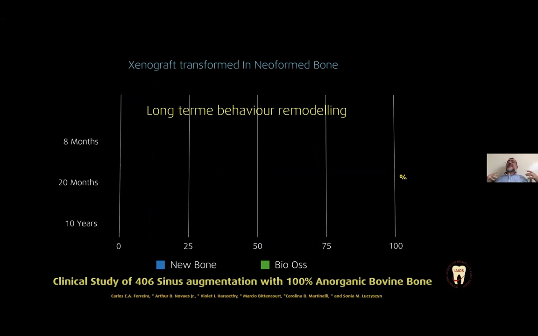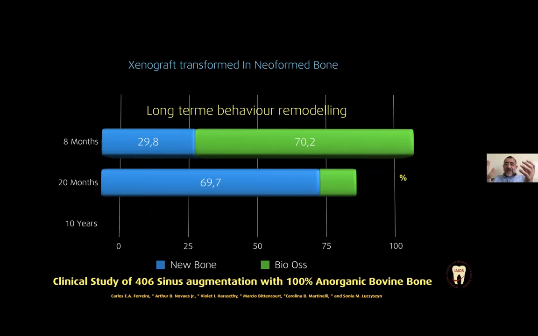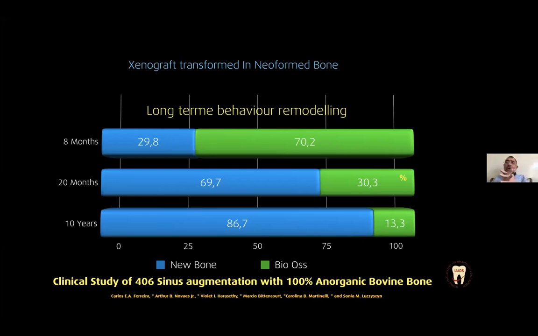And what is the remodeling behavior? What happens with the xenograft bone in your sinus? When you put it in the sinus and take an X-ray after 10 years or after 20 months, etc., you can see the transformation of your xenograft into formed bone after 10 years of filling. You can see that the transformation is 86% new formed bone against 13% of Bio-Oss.